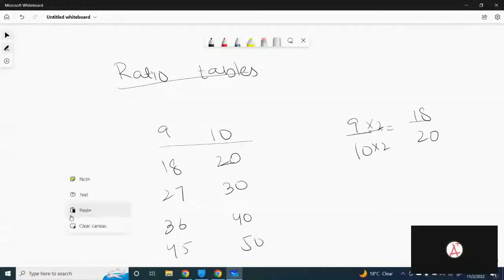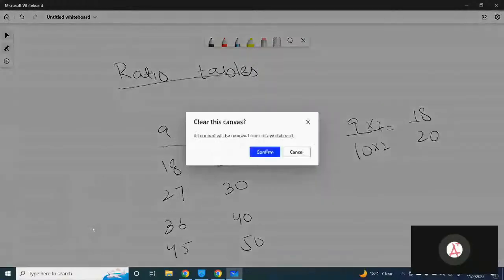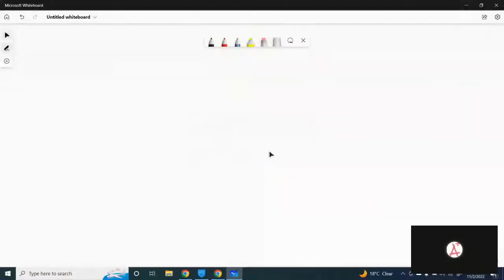Let's do another example. Okay, the next example is the table 5, 10, 15, 20, and the missing number. Then you have 6, 12, 18, 24, and 30. Got it? You have to find the missing number. Just look at the first one. The ratio is 5 over 6. So the missing number is at the fifth place.